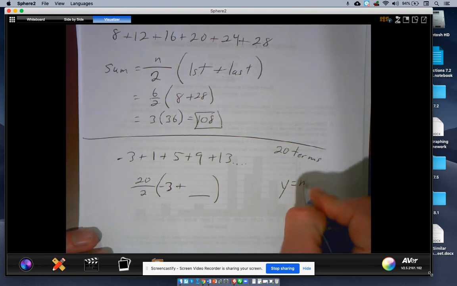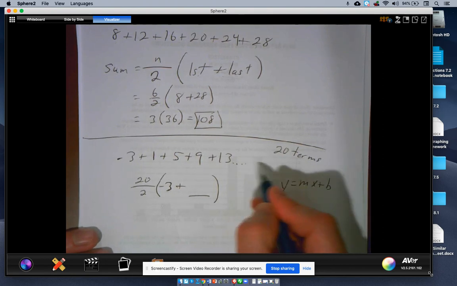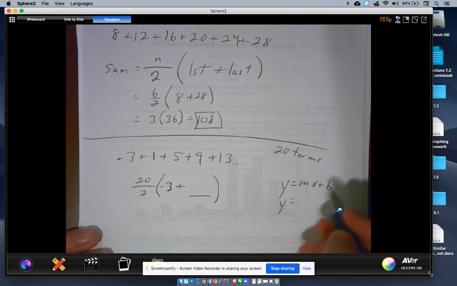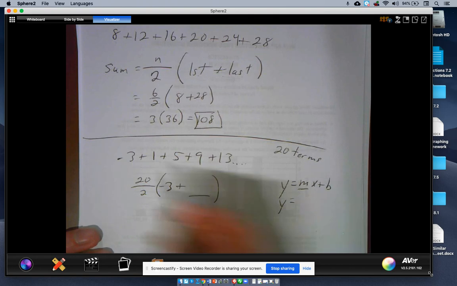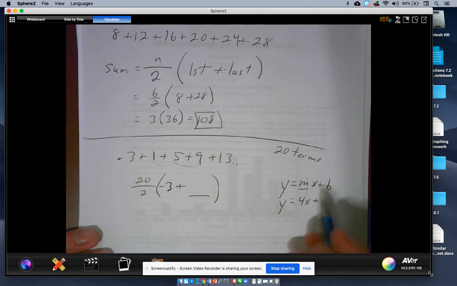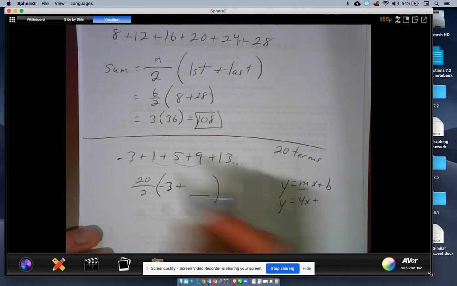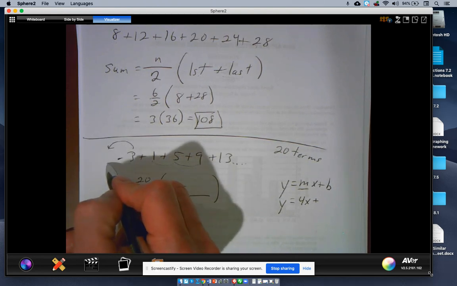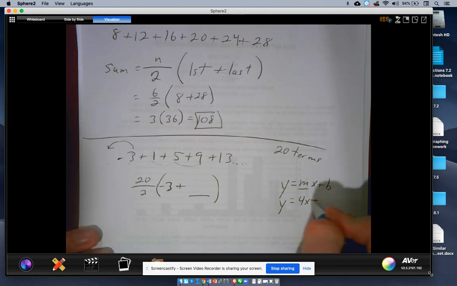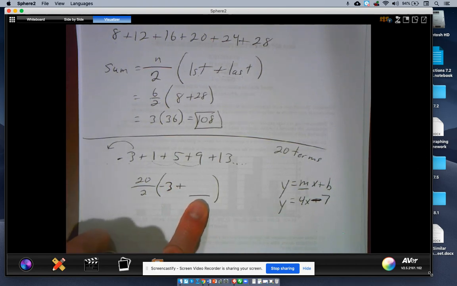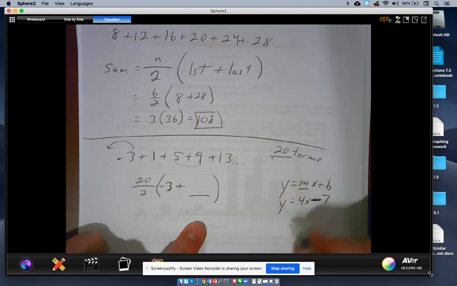y equals mx plus b, because I don't want to count by fours all the way up to 20. That's way too hard. So here's how I do it. y equals, from yesterday, the slope is how much we go up by. We're going up by 4 every time. So 4x plus b, where b is the 0 term, which means go back 1. This is the first term, so the 0 term goes back 1, which would be -7. So 4x minus 7. My goal is to find this last term. The last term is the 20th term. So I'm going to take 20, watch what I do with it.